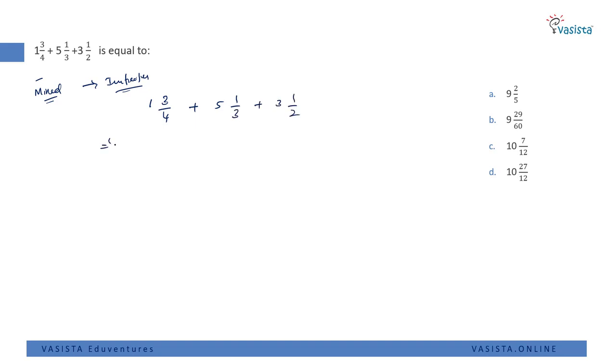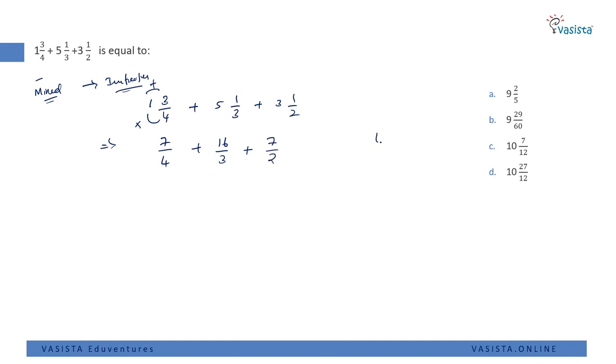Now convert it into improper fractions. 4 ones are 4 plus 3, 7/4, right? Here you need to multiply, and then add, right? 5 3s are 15 plus 1, 16/3, plus 3 2s are 6 plus 1, 7/2.